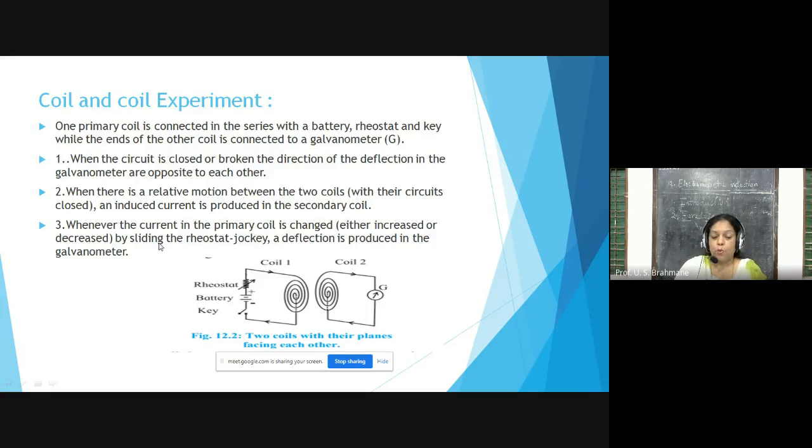And thirdly, when the current in the primary coil is changed, how can we change that? We have to change the value of resistance. Because of that, current is changing. It is either increased or decreased. By Ohm's law, we know V is equal to IR. So if you are changing R, automatically I is changing, increasing or decreasing. So by sliding the rheostat jockey, a deflection is produced in the galvanometer. So in this way, in the three cases we see that the galvanometer shows deflection because of the induced current in it. So this is one of the experiments.